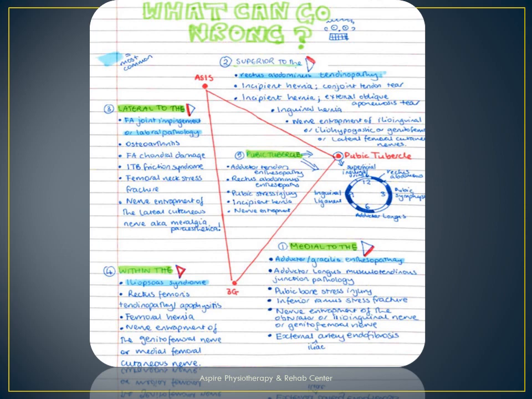Now next is what is within this. So what all injuries can you possibly rule out when the patient is complaining of pain inside this triangle? Very common is iliopsoas syndrome, then rectus femoris tendinopathy or apophysitis, femoral hernia, nerve entrapment of the genitofemoral nerve or the medial femoral cutaneous nerve. So this was all about the groin triangle.